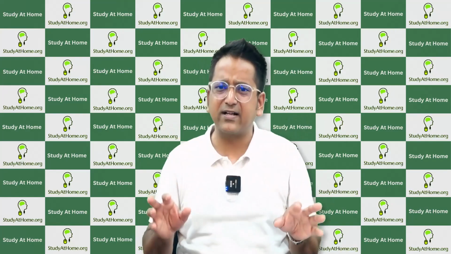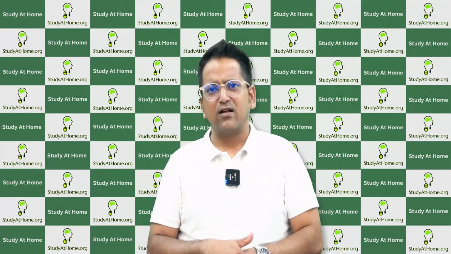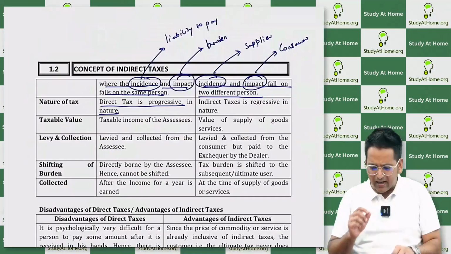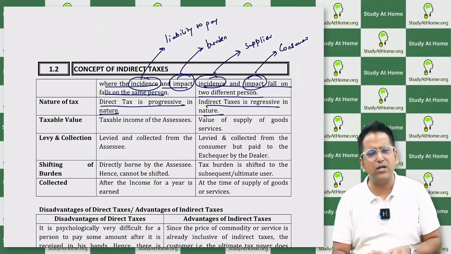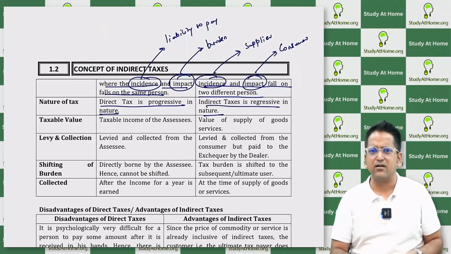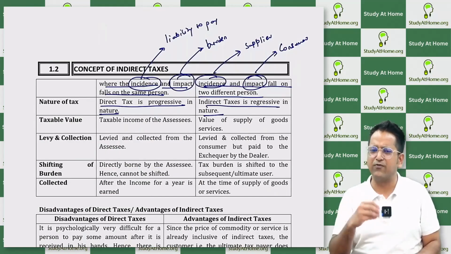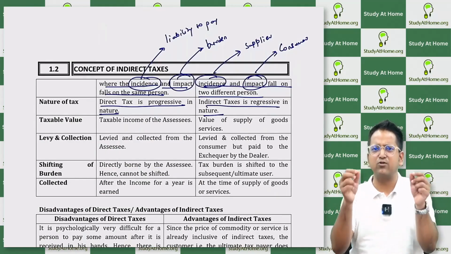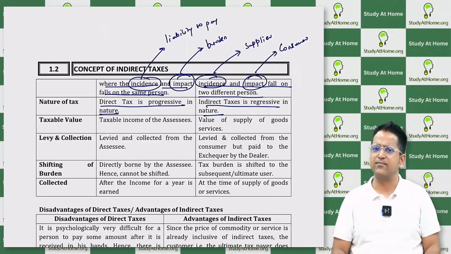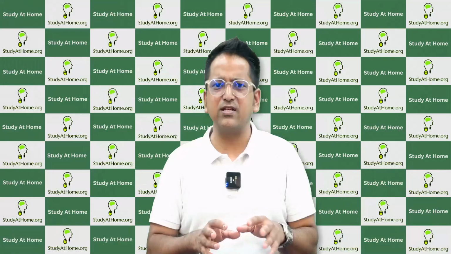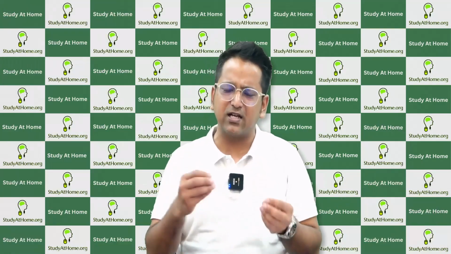But indirect taxes are not like that. Indirect taxes are regressive in nature. It doesn't matter whether you are rich or poor. Whether you are wealthy or not, it remains the same. If we buy a shirt, the tax amount will be the same regardless of financial status. If we purchase a car, everyone pays the same tax, whether you are rich or poor.